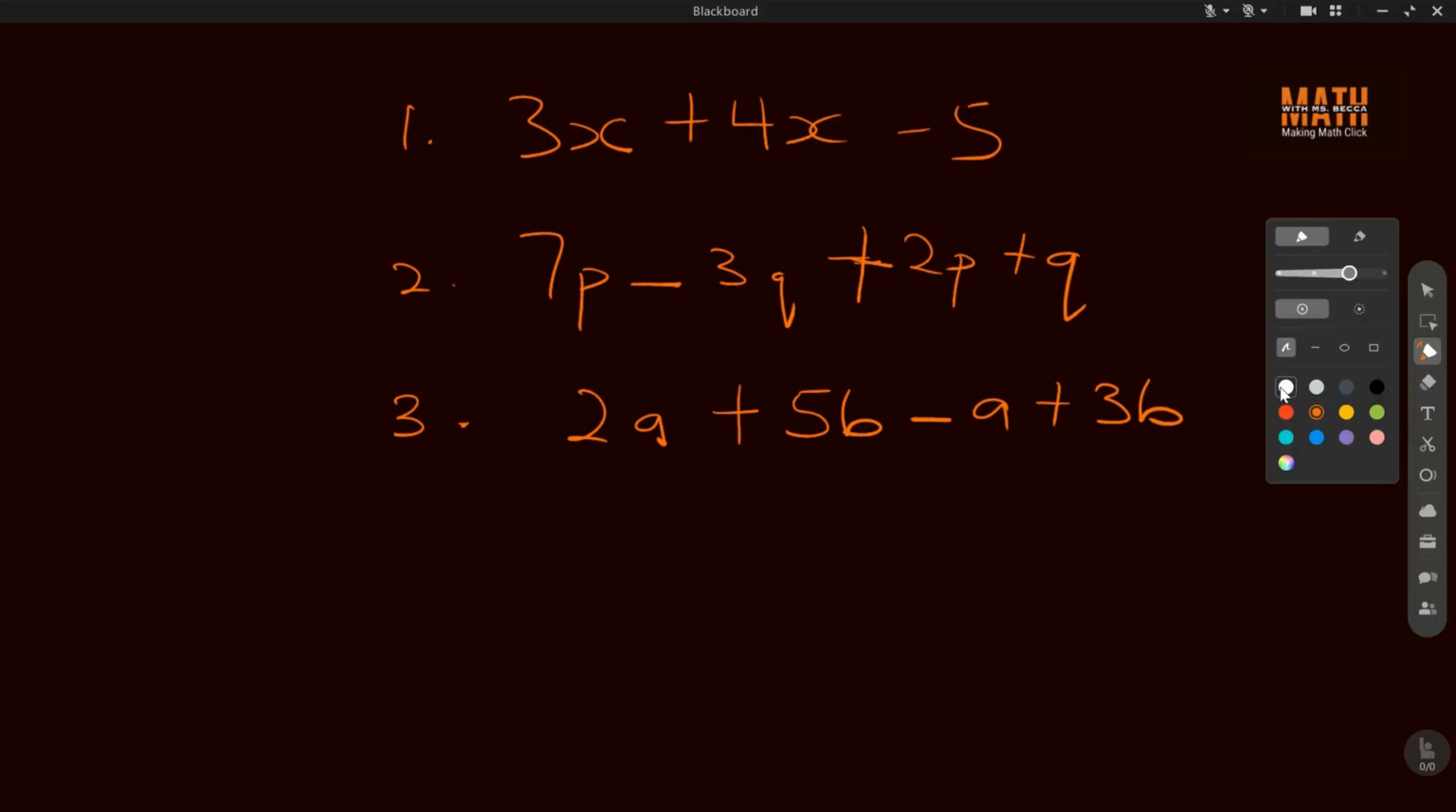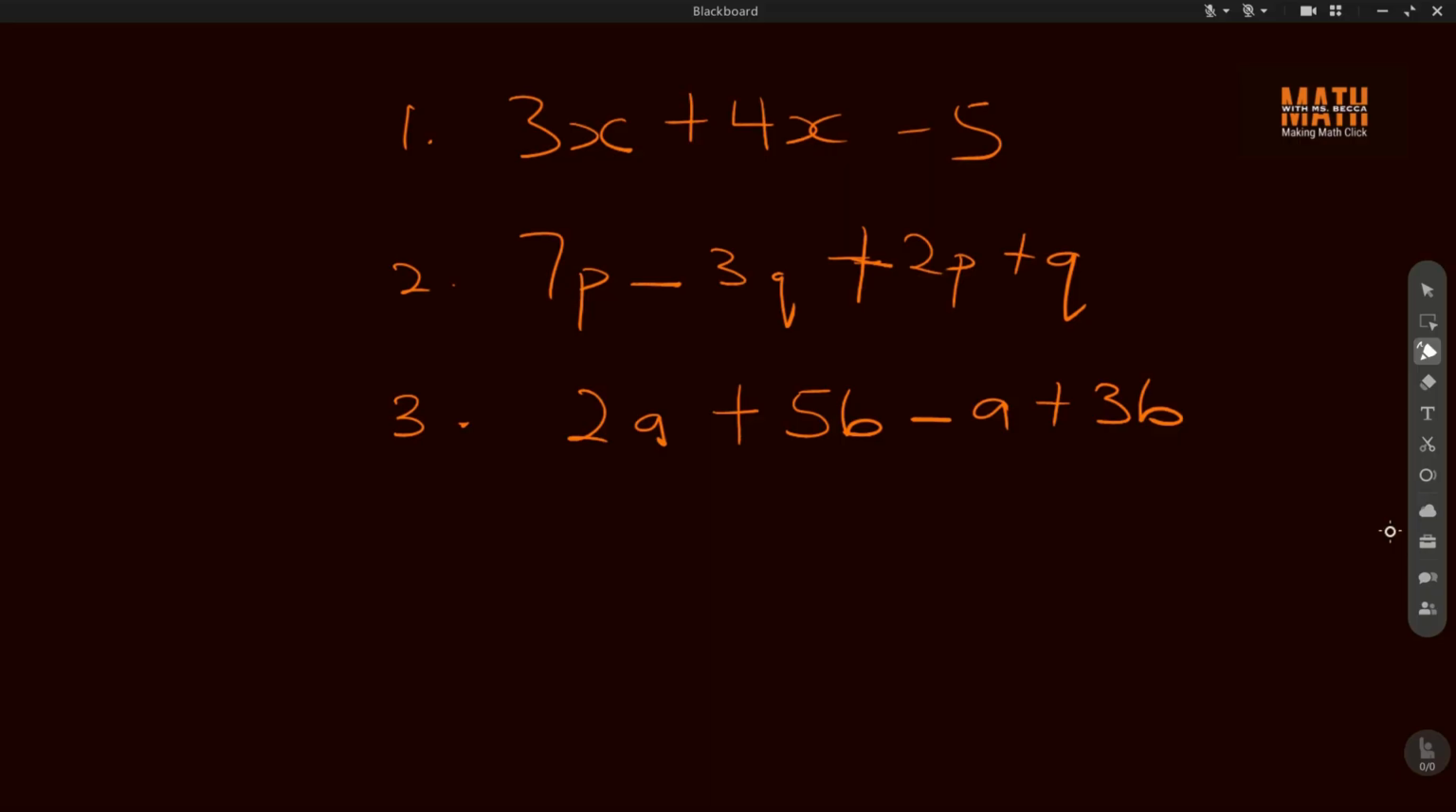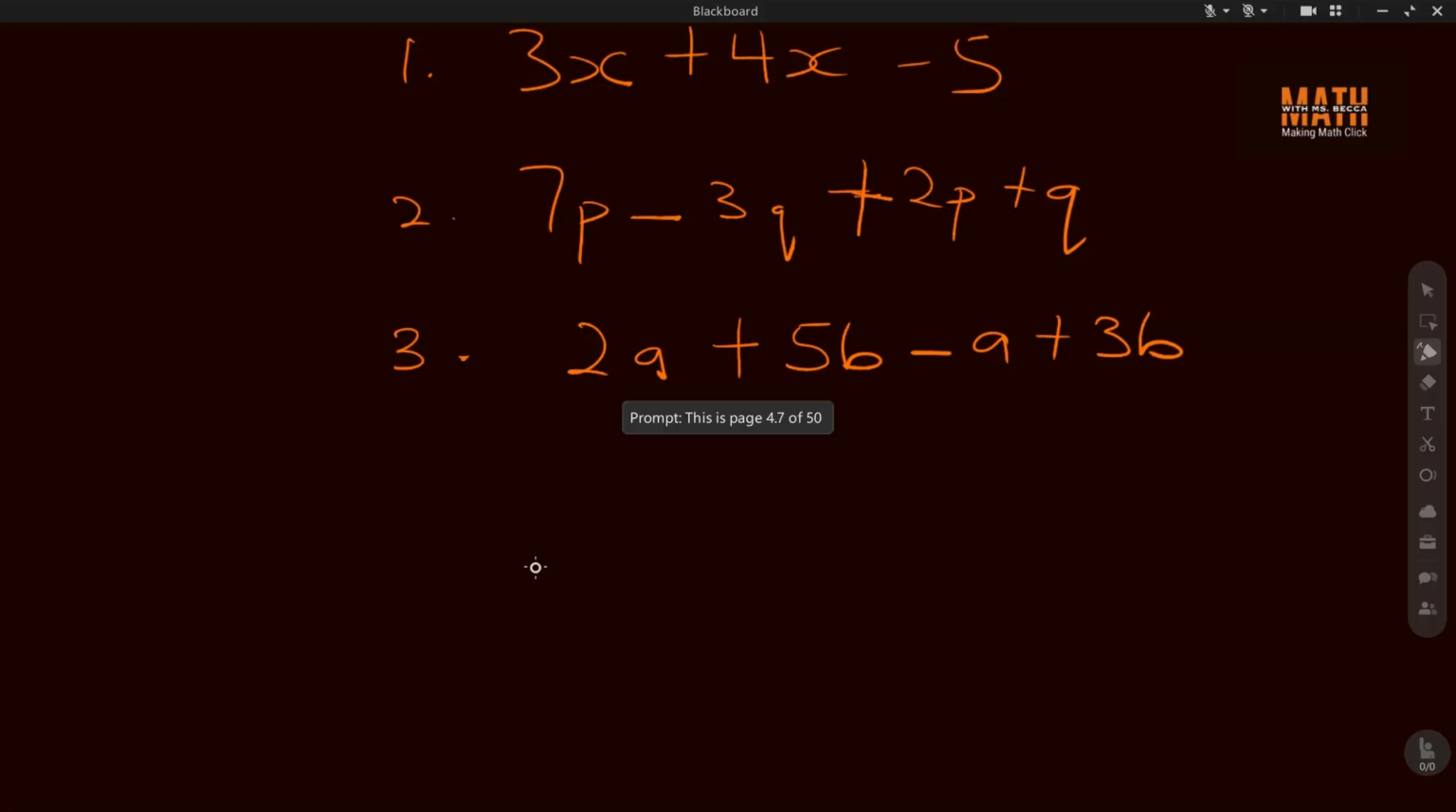Now, what are the answers to these? Make sure you don't cheat. Make sure you solve it before you check the answer. So pause right now before I display the answer.